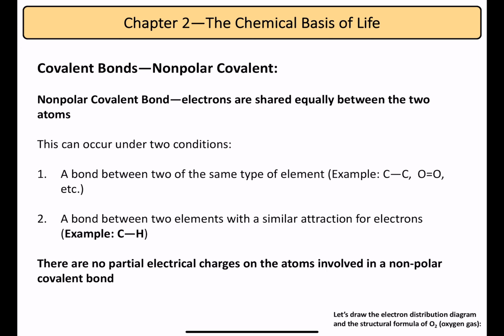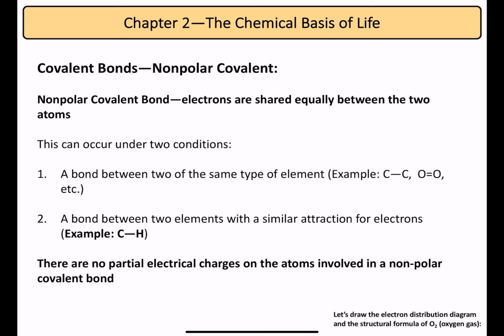And there are two conditions under which a non-polar covalent bond may exist. The first being if you have a covalent bond between two of the same element. For instance, carbon sharing a pair of electrons with carbon, or oxygen to oxygen. Those are always going to be non-polar covalent bonds because the two atoms are the same, and therefore they have the same pull or the same affinity for electrons. So it's always going to be a perfect share.